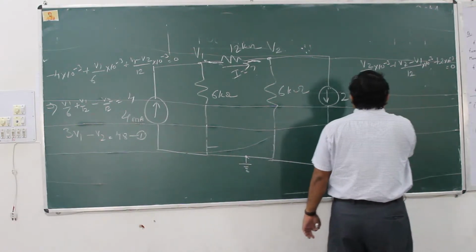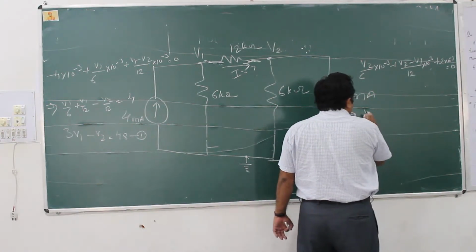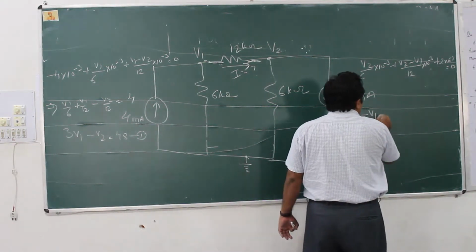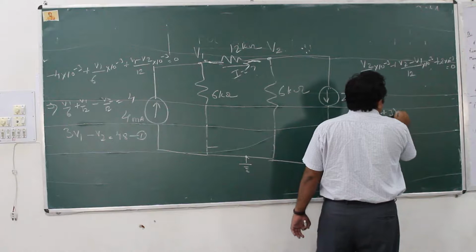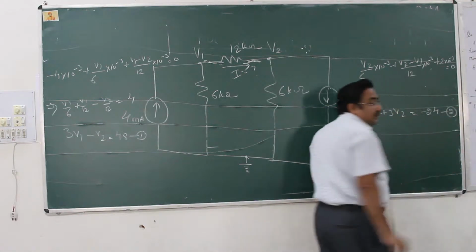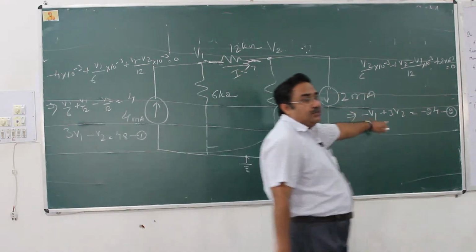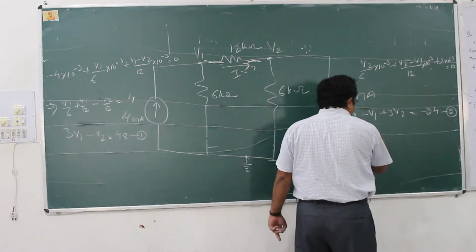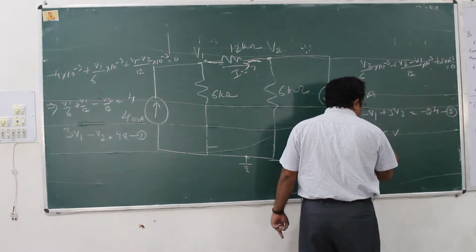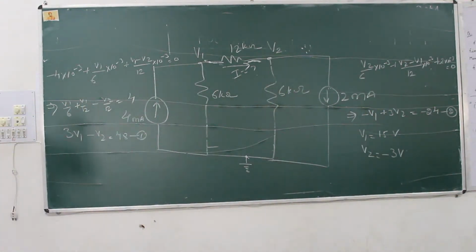So now rearrange it. What you will get? Minus V1 plus 3V2 is equal to minus equation number 2. Do you agree? What now? Solve this equation, 2 unknowns and 2 equations. How much V1? 15 volt. And what about V2? Minus 3 volt. Okay.